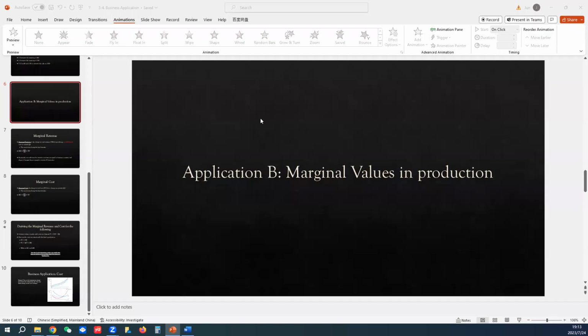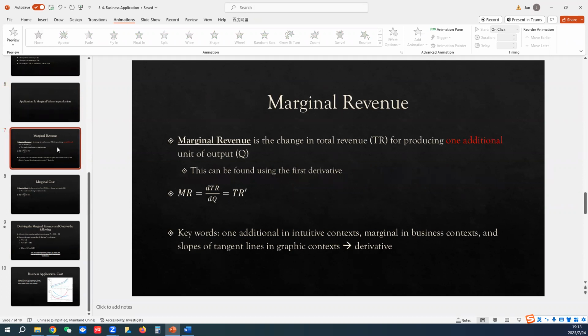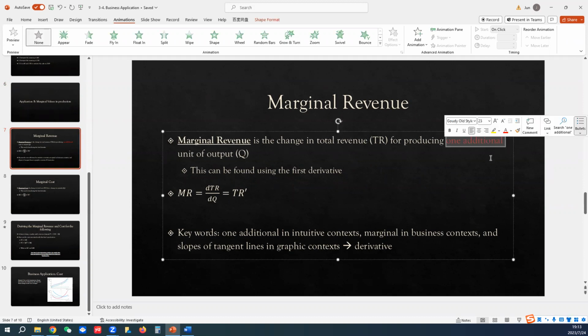So here is another application of derivative, which is marginal values in production. Let's start with the revenue side, the benefit side. Marginal revenue is the change in total revenue for producing one additional unit of output. As you can hear, these keywords should echo in your mind. One additional unit, right? That means the unit in the margin. And here, how this unit in the margin causes your total revenue to change.